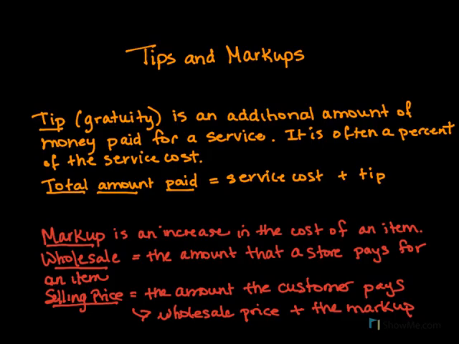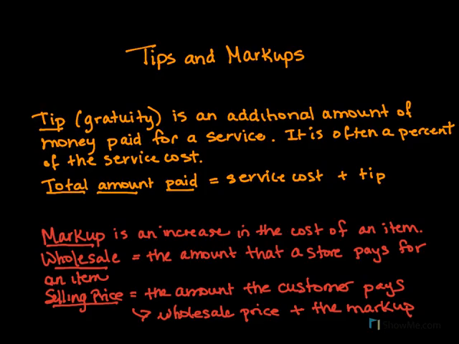A tip, which is also called a gratuity, is an additional amount of money paid for a service, and it's often a percent of the service cost. So for example, when you go out to eat at a restaurant, there's a certain cost for your meal, and then your parents likely will add on a tip for your server that will be a specific percent of that cost for your meal. So the total amount paid is the service cost and the tip, okay?